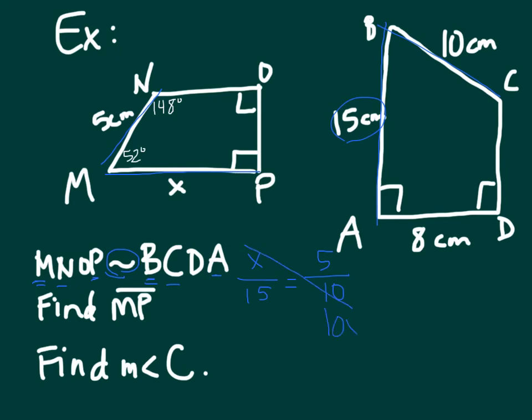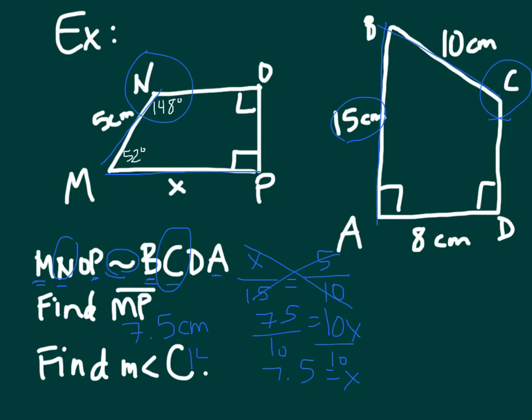x times 10 is 10x. 5 times 15 is 75. Divide by 10, 7.5 equals x. So MP is 7.5, and they're all measured in centimeters. Then I need to find the measure of angle C. I'm going to look back at my names, and C corresponds with N. If N is 148, the measure of angle C is 148 degrees. They're congruent.